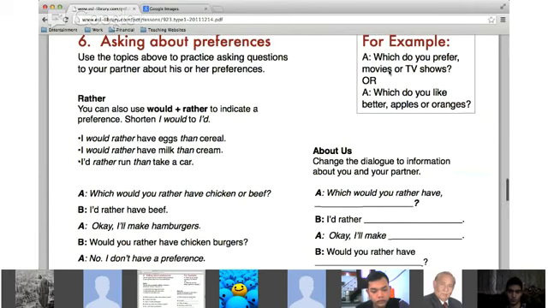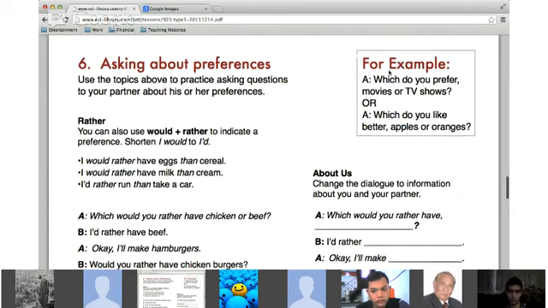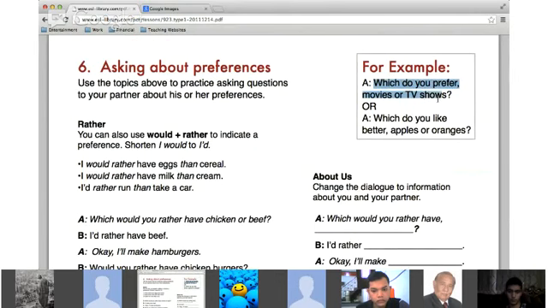Good. So just like how I was asking the questions, we can say would you rather, and that's one of the good ways of saying that. Would you rather? I'd rather. That's how we could ask. Up here at the top, it says which do you prefer, movies or TV shows? We could say which do you prefer or which do you like better? Remember, we do not say prefer better, we say like better.